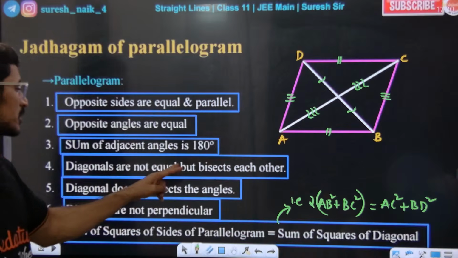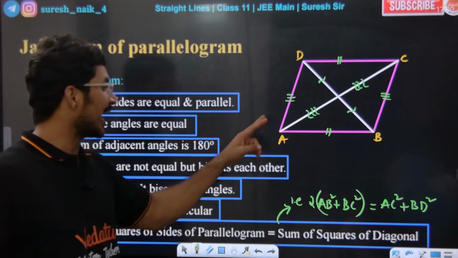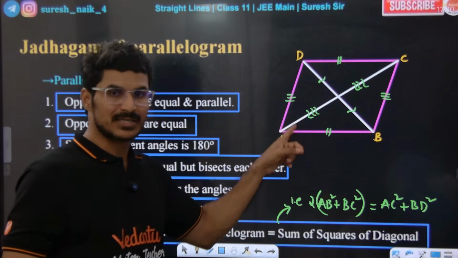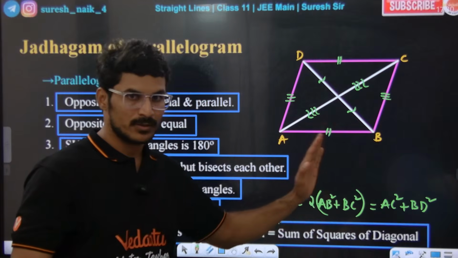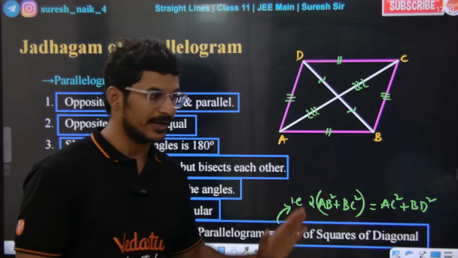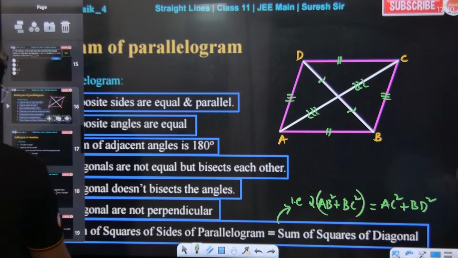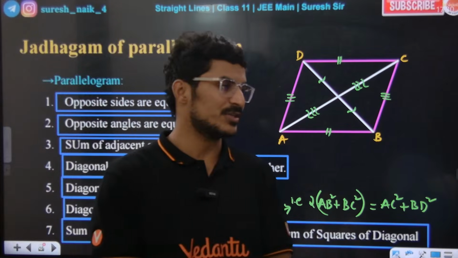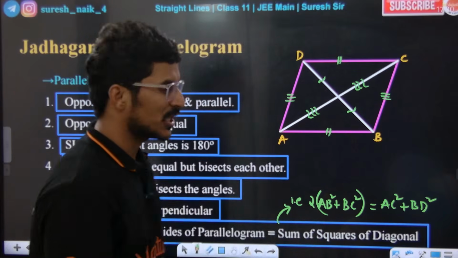Diagonals are not equal, but they bisect each other. Diagonals do not bisect the angles at the vertex. Here they will not bisect the angles, but they are bisecting here. And this length is not equal, so these diagonals are not perpendicular. So this is the properties of a parallelogram. Very important.